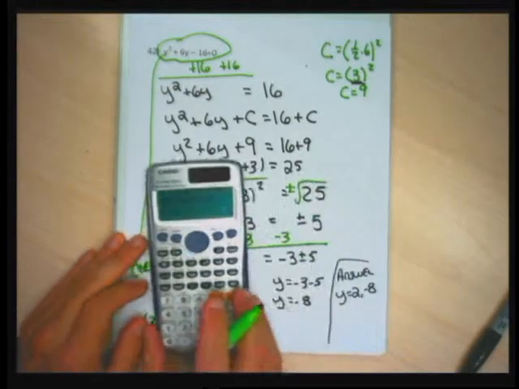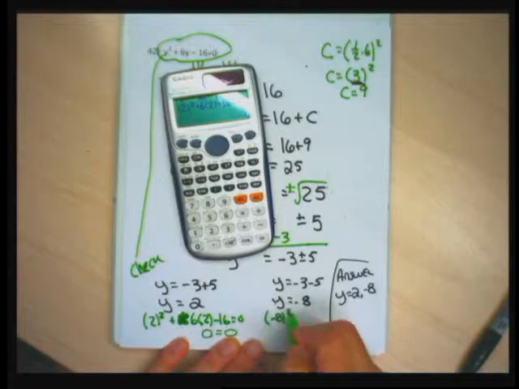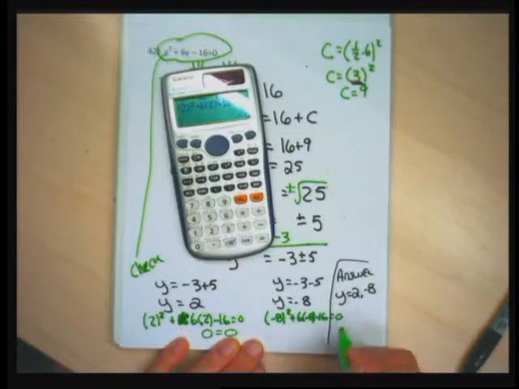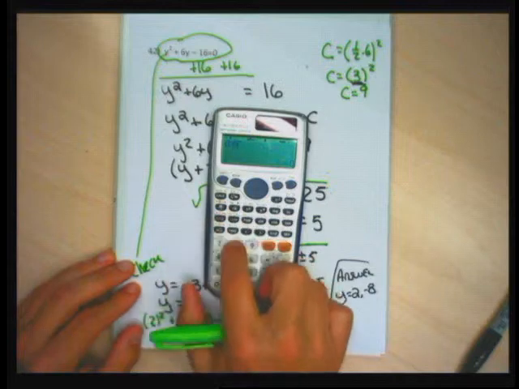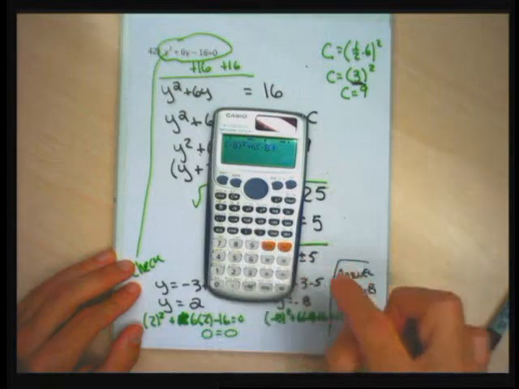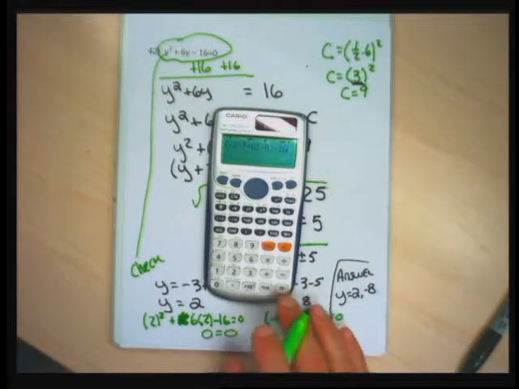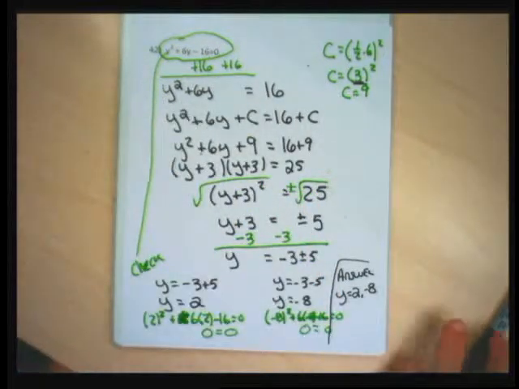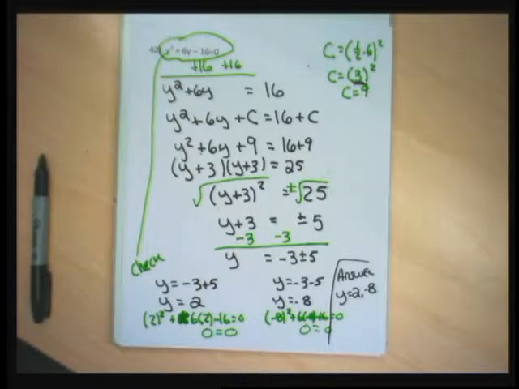Checking the negative 8, I'm going to see if negative 8 squared plus 6 times negative 8 minus 16 equals 0. So again, I'm going to just use my calculator. Negative 8 squared plus 6 times negative 8 minus 16. Hopefully when I hit enter I see 0, so I know I haven't made a mistake. And I do. So I'm done. I've done the prescribed method, solved using C's, or completing the square, and I've checked my answers.